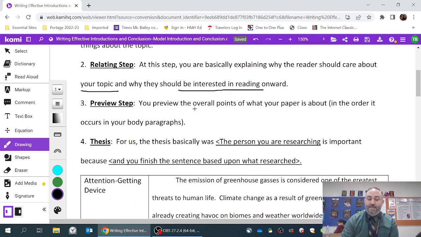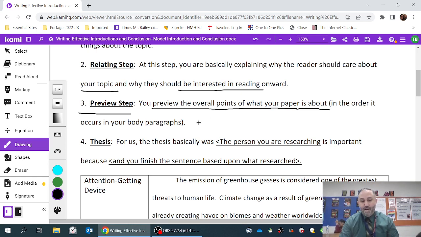Step 3 of an effective introduction is a preview step, where, because you've already written your essay, the meat and potatoes of it, the body paragraphs, you already know what you're going to say. So you're going to be able to preview the overall points of what your paper is about in the order that it occurs in your body paragraphs, ideally. And then last but not least, your thesis should be the last sentence of the paragraph. We actually had a formula that we were following for the thesis: the person you are researching is important because, and then you finish the sentence.